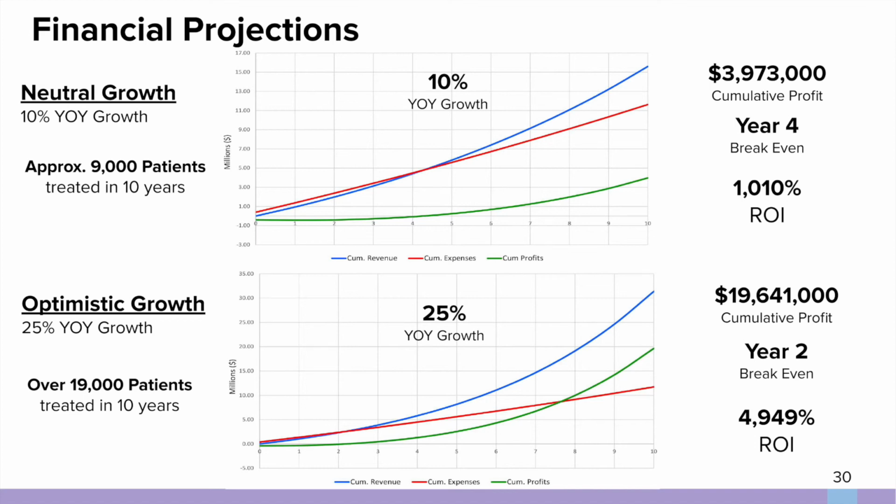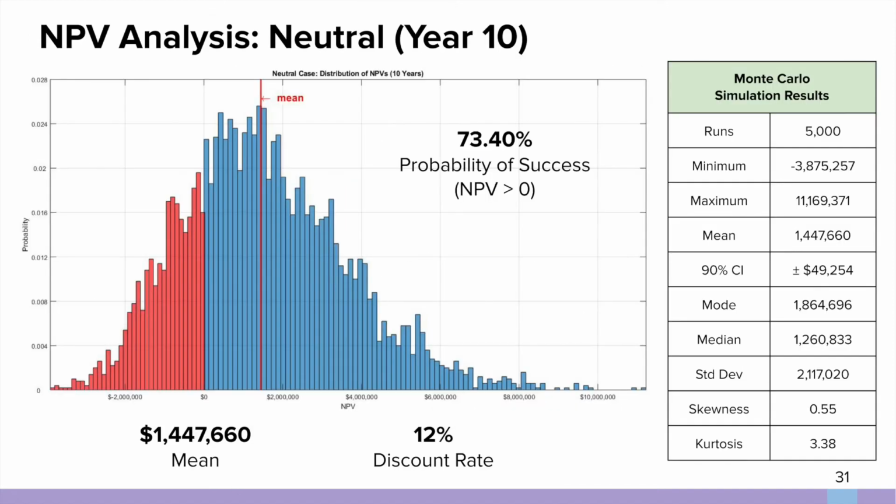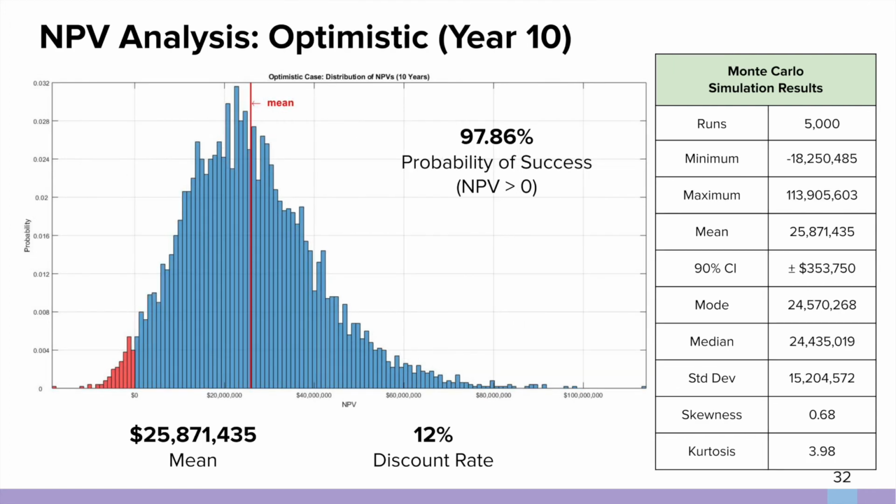However, traditional methods of financial projections are overly optimistic and don't take into account the possibility of failure. A net present value analysis was performed using a Monte Carlo simulation with the 2 variables being average treatment length and year-on-year growth. Looking at the neutral case first, there is a 73.4% chance of success, but that number increases significantly to 97.86% in the optimistic case.